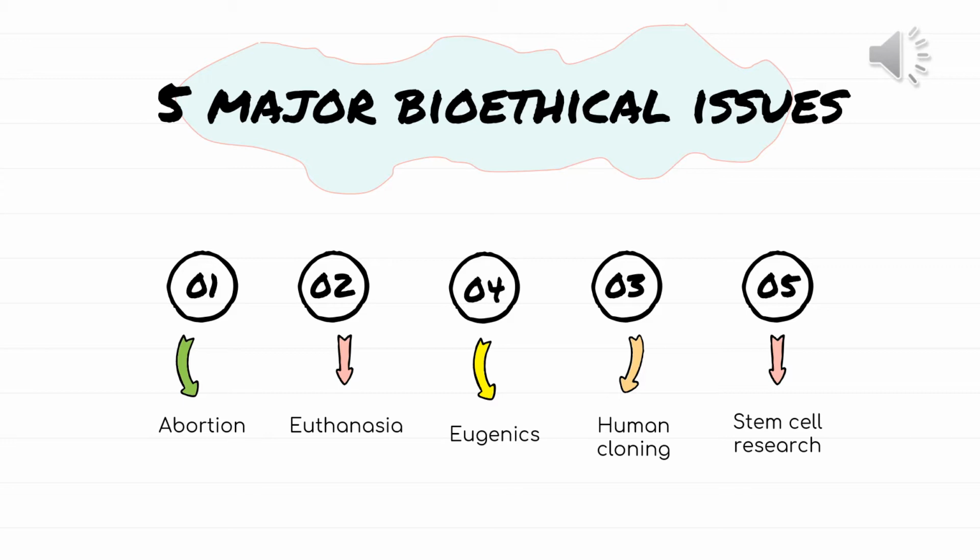Today, I'm going to talk about 5 major bioethical issues and the importance of bioethics in social and healthcare. As we know, bioethics is the study of ethical issues emerging from advances in biology and medicines. The 5 major bioethical issues are abortion, euthanasia, eugenics, human cloning, and stem cell research. So let's know more details about them.